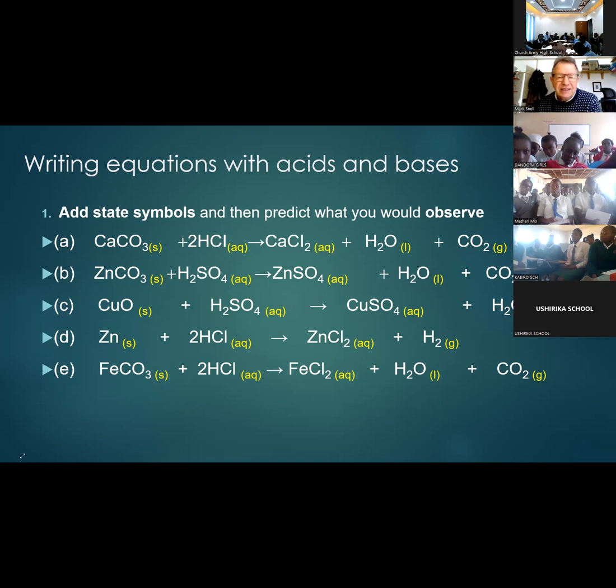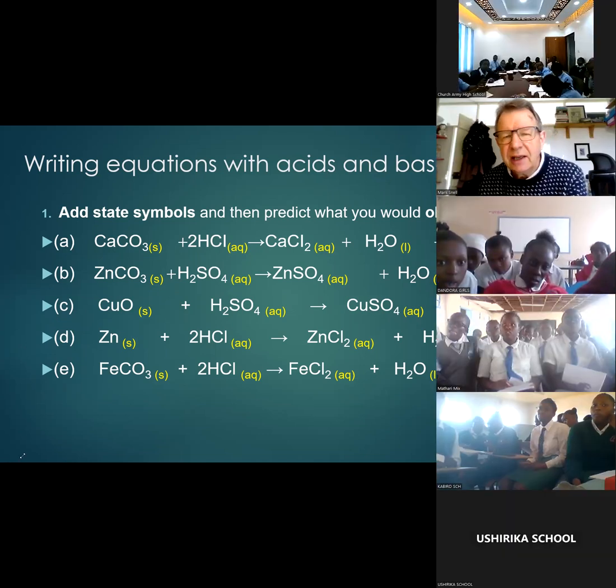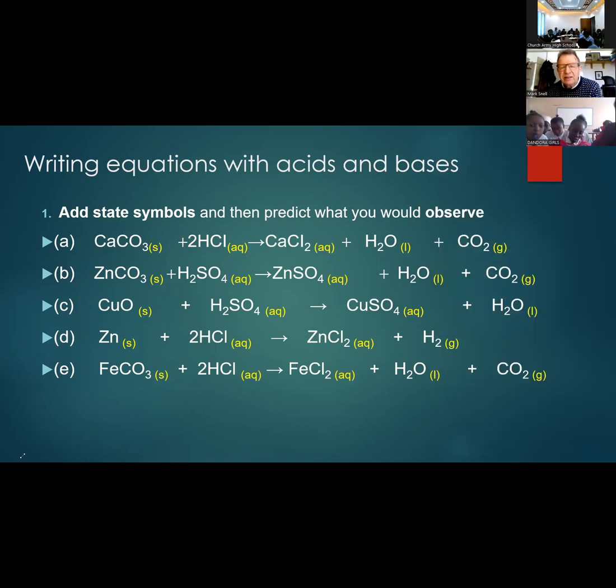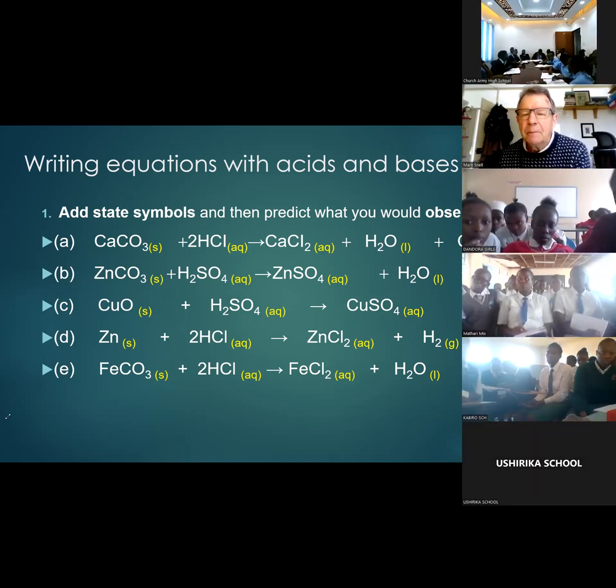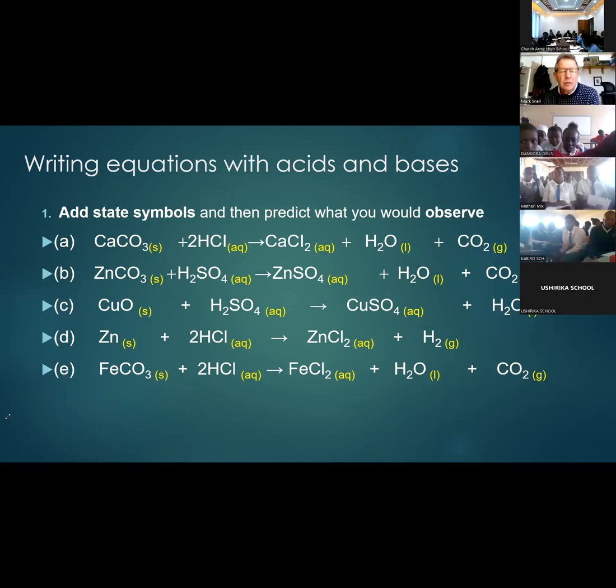What physical state am I interested in seeing? In these, what am I looking for if it says what I would observe? Anybody tell me? If you look at the equations, there they are. What is it that you are looking for if you are looking for an observation? I'll tell you in just a minute if you can't think. Anybody think?